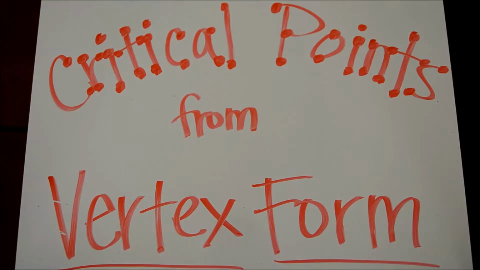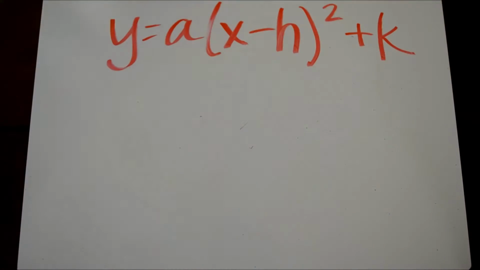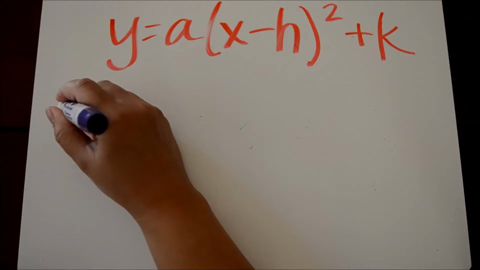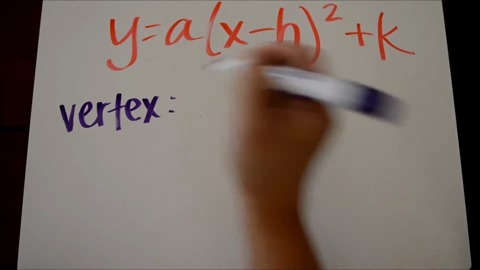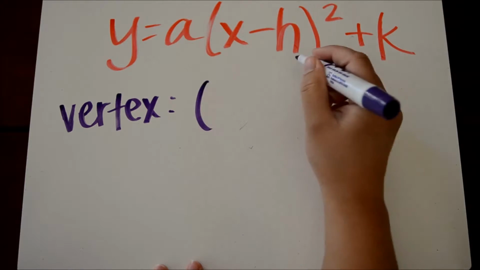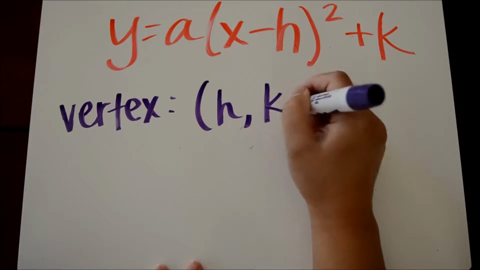Today our lesson is on finding critical points from vertex form. Let's review what vertex form looks like. Here we have vertex form, and we often use vertex form to identify transformations of quadratic functions. But we could also find some important information about our graph, such as the vertex. The vertex, when we're given vertex form, is our h value paired with our k value.